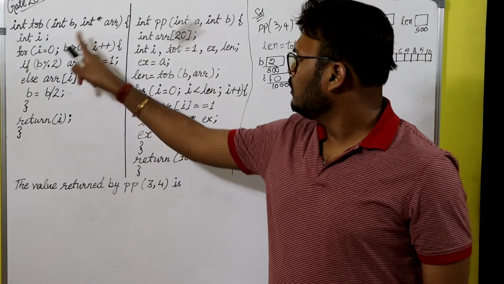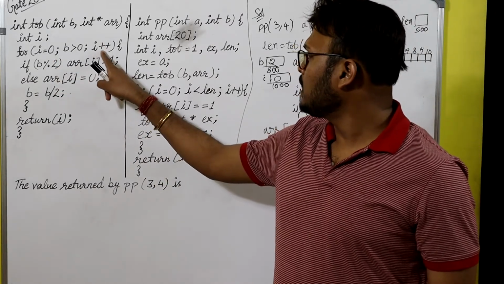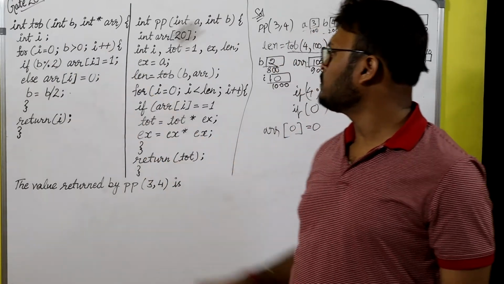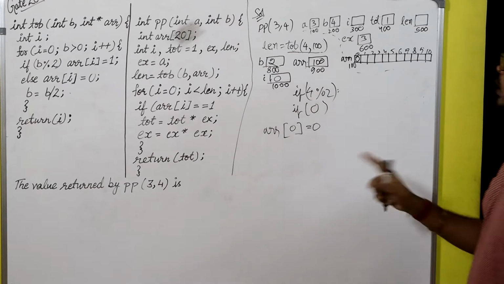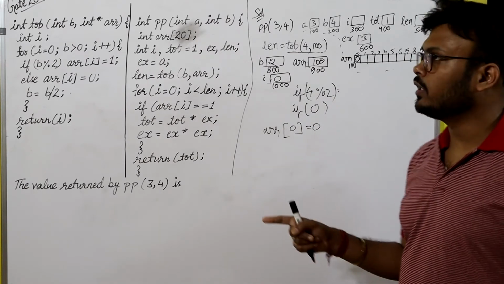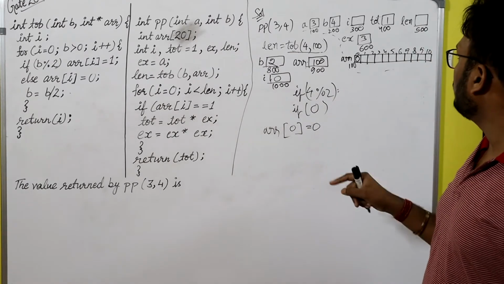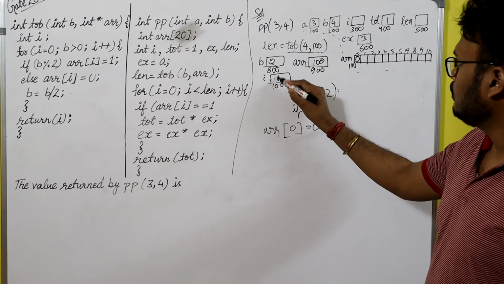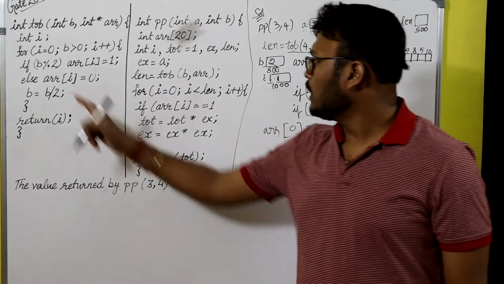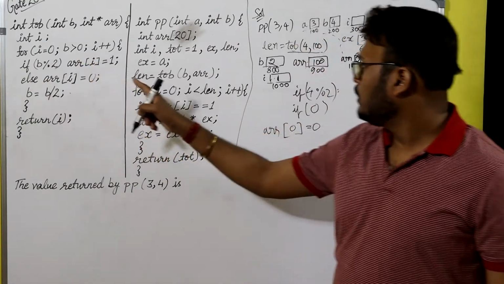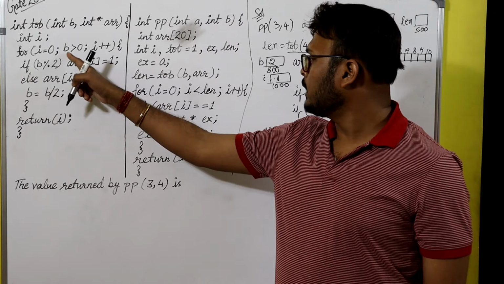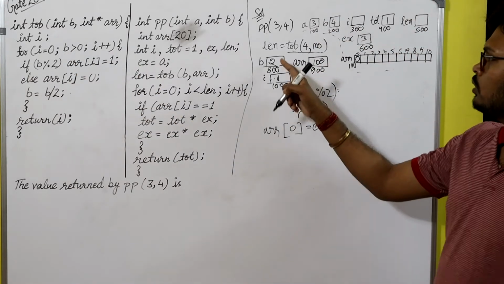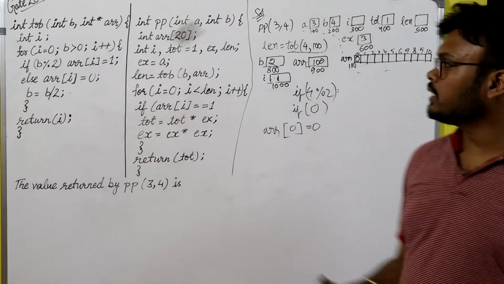So now again go here. I plus plus, because this is a for loop. I plus plus means the value of I will be incremented by 1. It will become 1. Fine. So now again we check the condition. If B greater than 0, B is 2. 2 greater than 0. Yes, 2 is greater than 0.